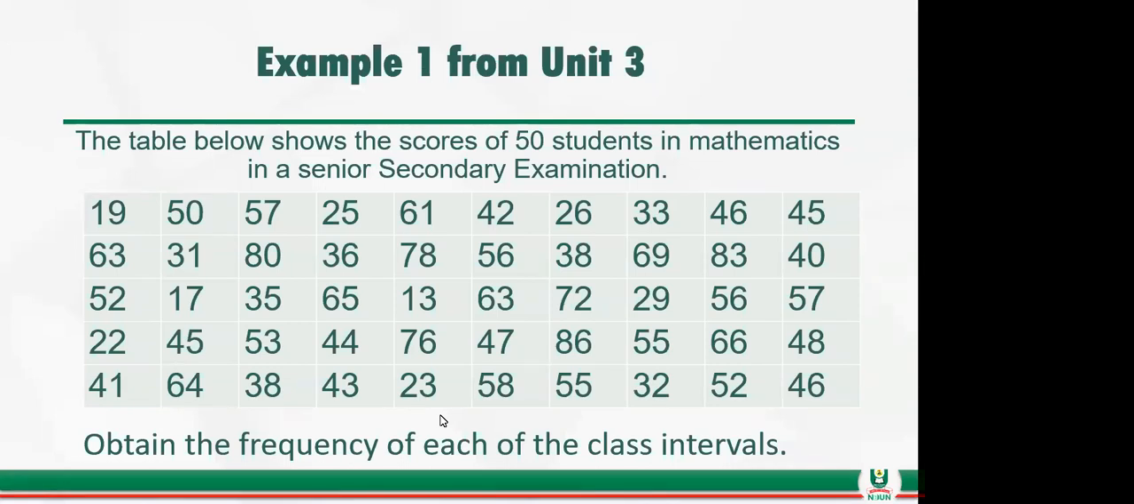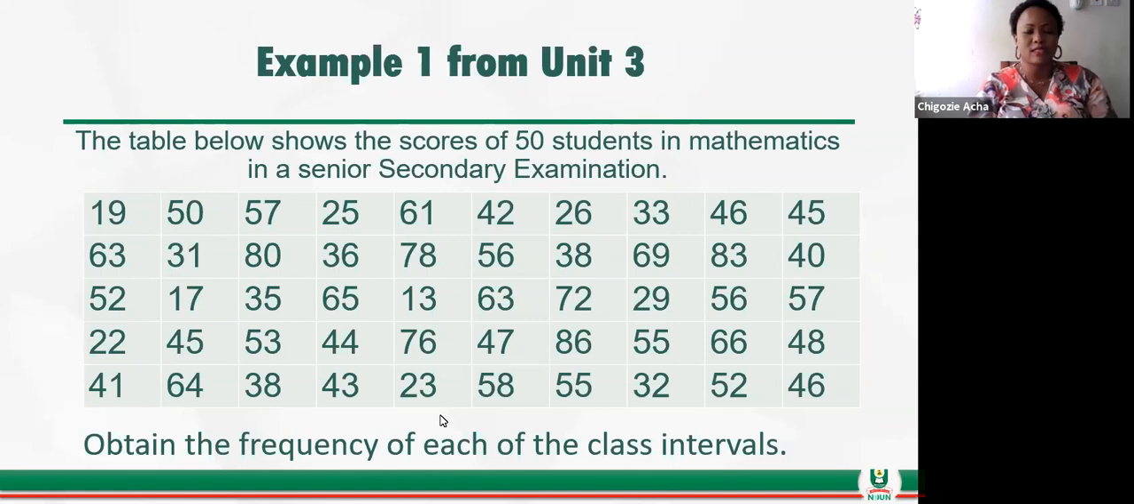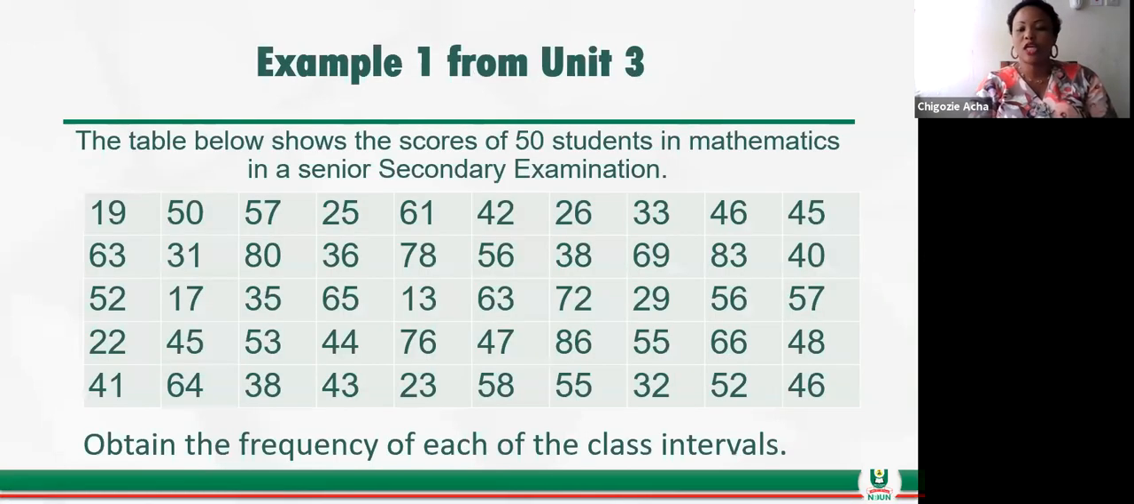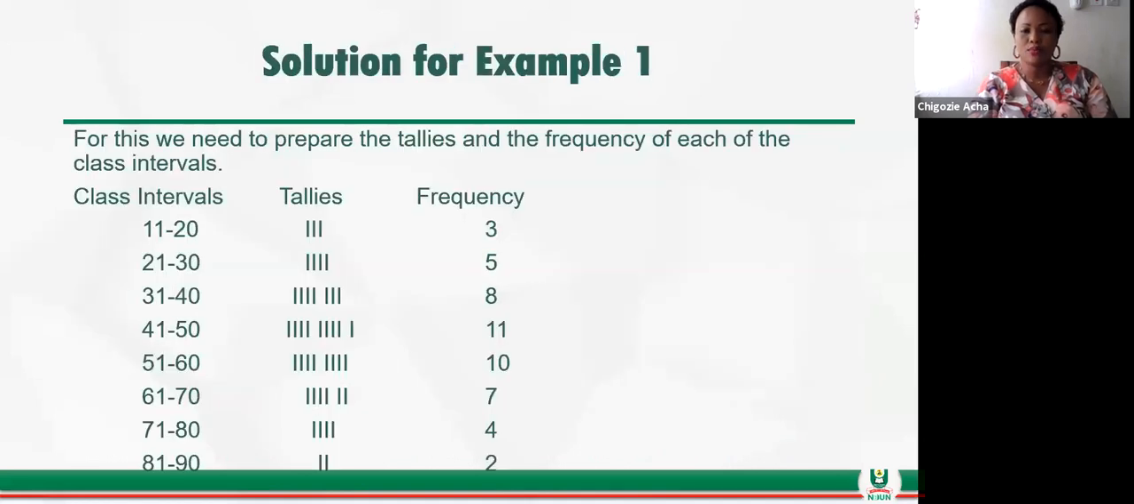So when you're looking at forming your class interval, you go within the range that is lower than the lowest value and stop at the range that can accommodate the highest value from your table. If you look at how I started the class interval, I have 11 to 20. If you check the table very well, you take the values that are within that range and put them on your table.